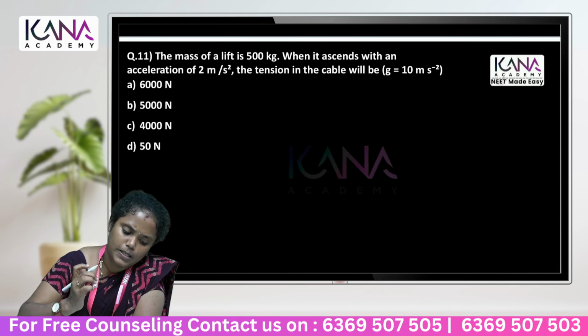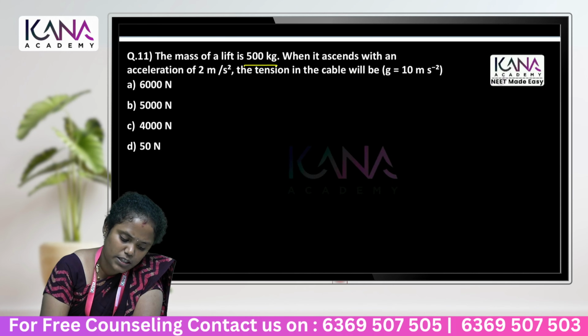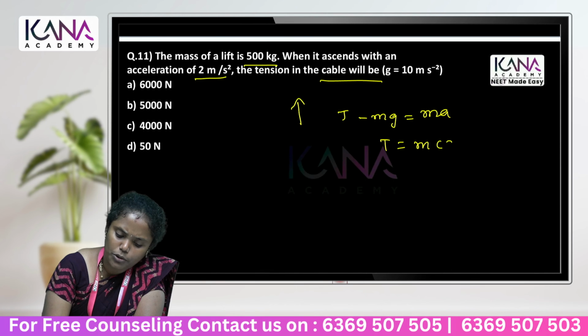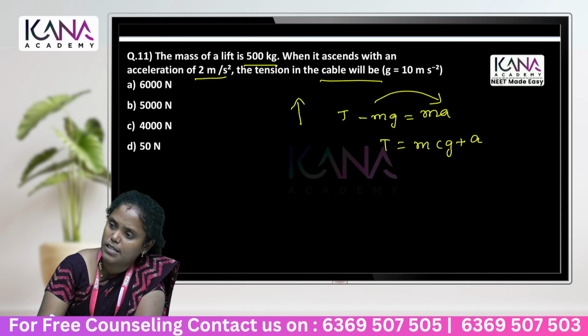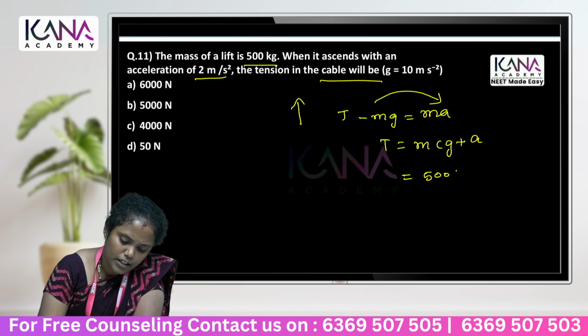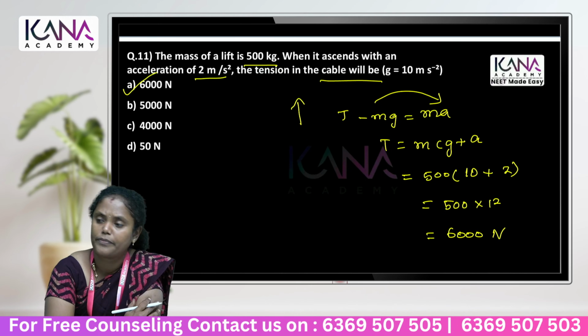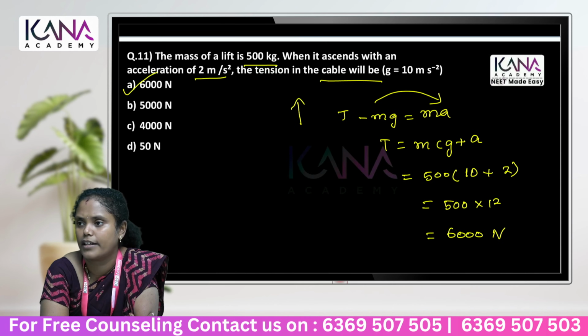The mass of a lift is 500 kg. When it ascends with an acceleration of 2 meter per second square, the tension in the cable will be. So when it is accelerating upwards, tension நம்ம எப்படி எழுதுவோம்? T minus mg is equal to ma. T is equal to m into g plus a when it goes upward. So m is 500 into g is 10 plus a is 2, so it is 500 into 12. So it is 6000 Newton. Yeah.